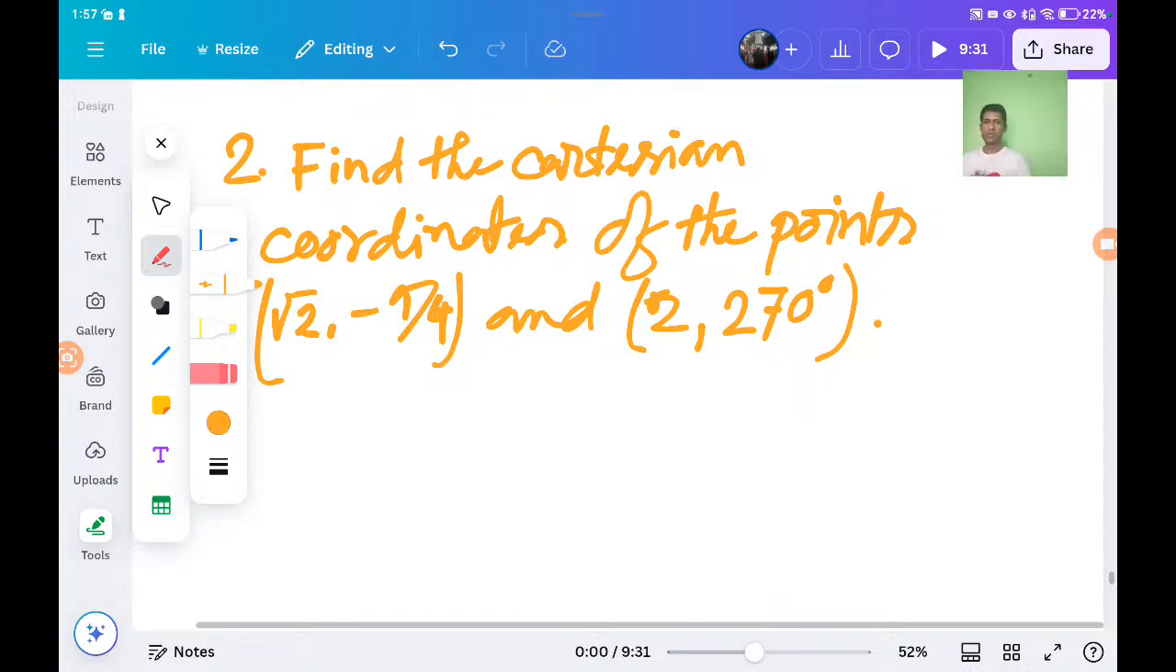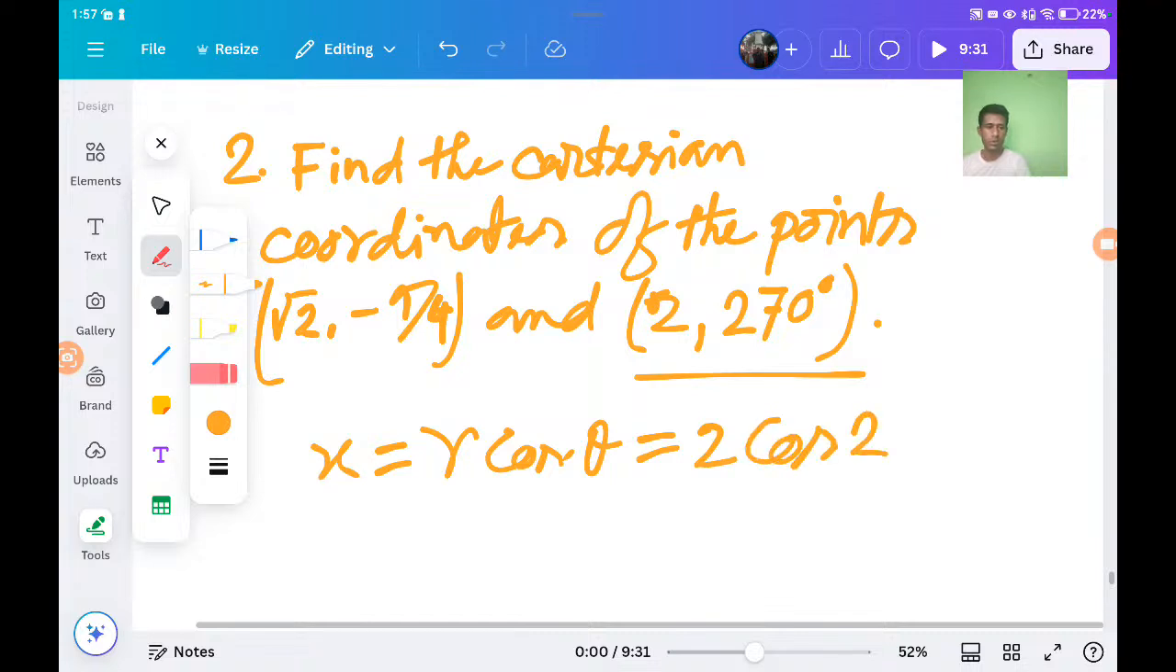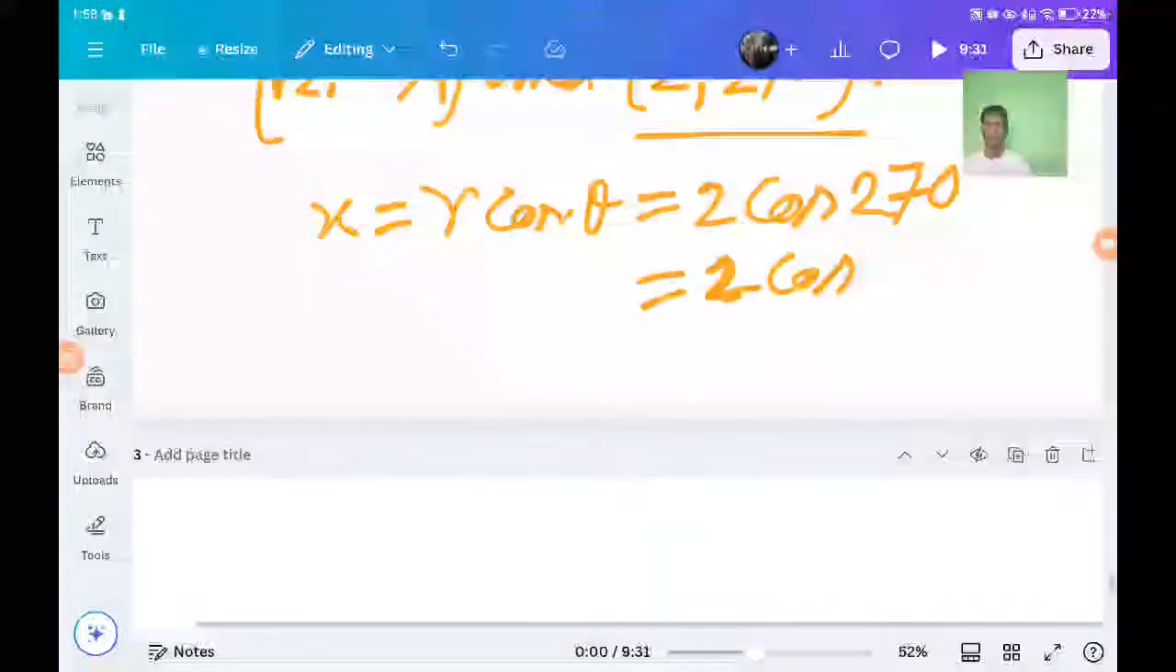So for the next math, 2 and 270 degree. So x equals r cos theta equals 2 cos 270 degree. I have to draw a graph here.